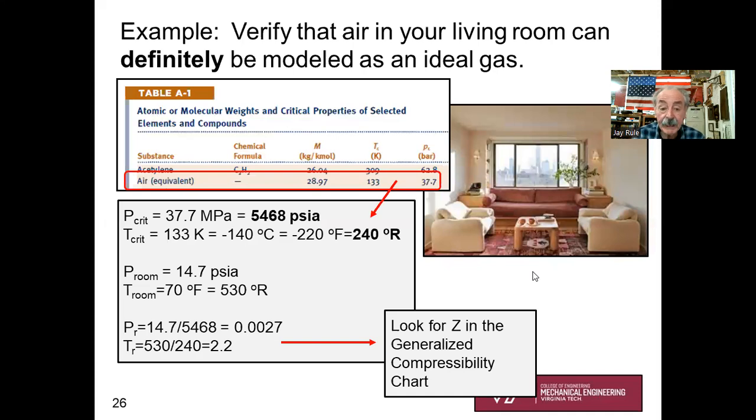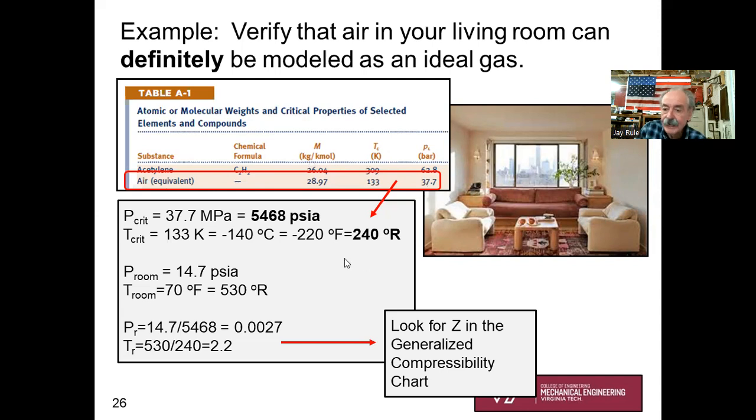So let's do an example problem. Let's verify that the air in our living room can definitely be modeled as an ideal gas. What will we do? All right. Table A1, we'll go and look for equivalent air. Air is that mixture of mostly nitrogen, some oxygen, and some other constituents. The molecular weight of our air is 28.97. The critical point temperature, 133 K. The critical pressure, 37.7 bars.